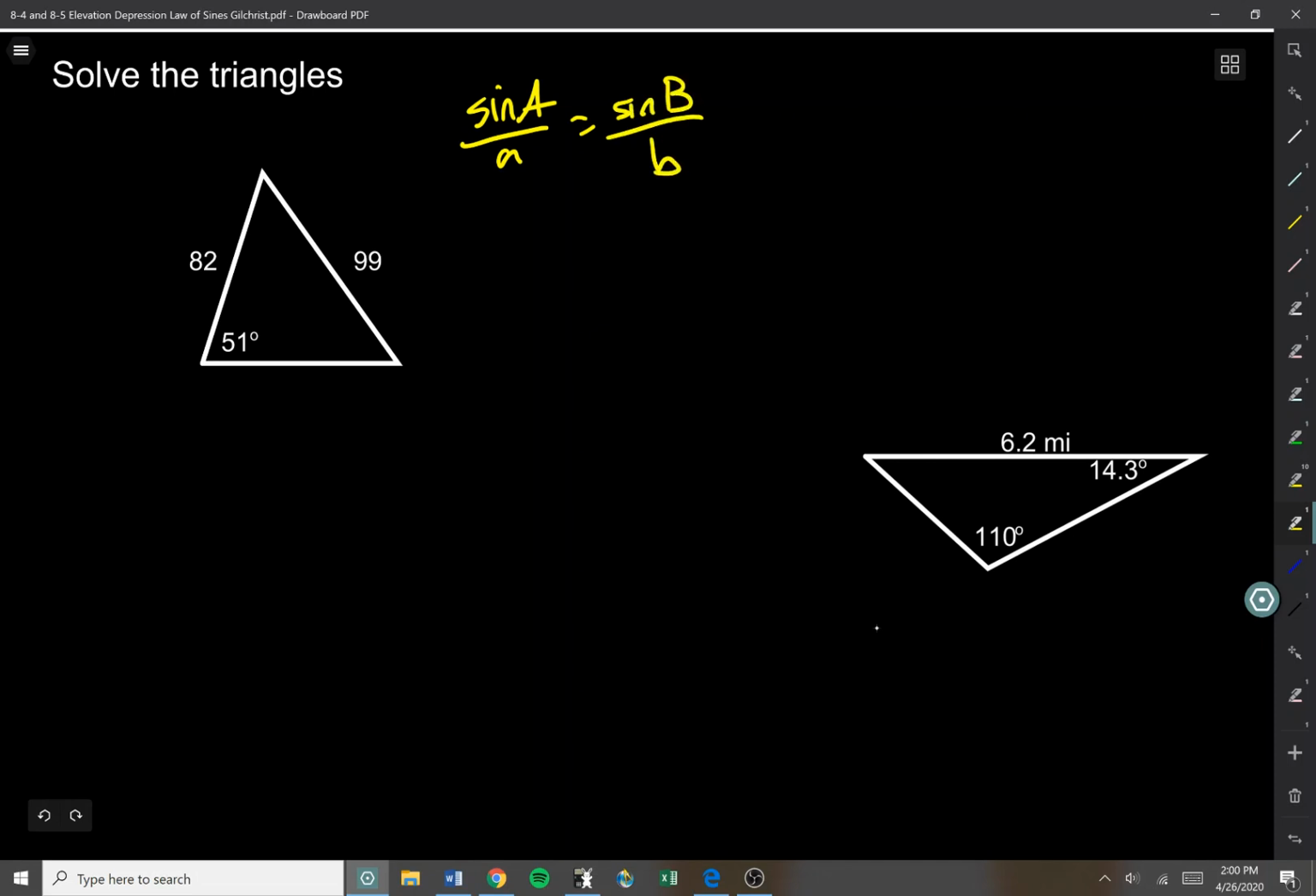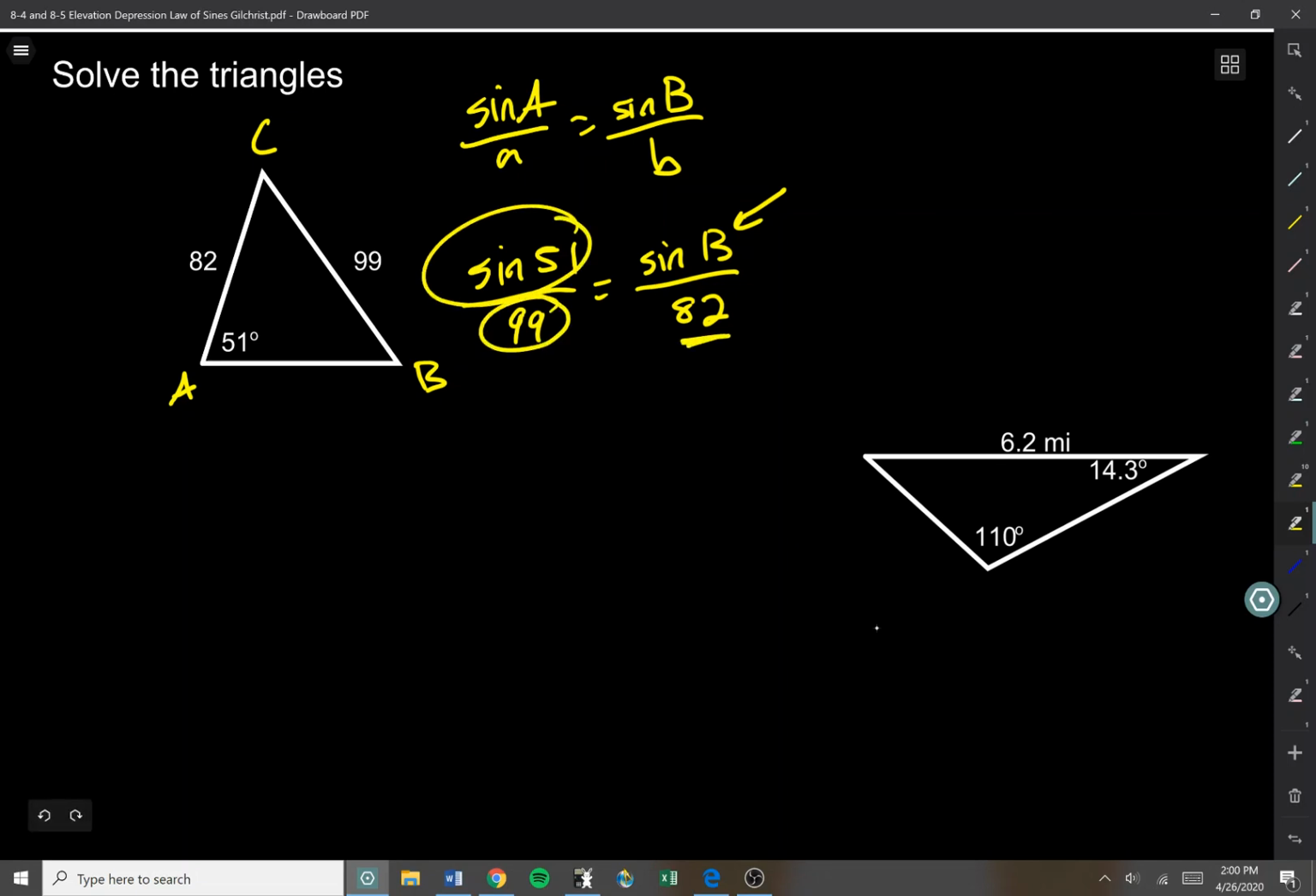Again, I don't really care what's A and B. I'm just going to match up angle side pairs. So I'm going to do the sine of 51 over 99 equals the sine of B over 82. I'm just going to call this angle B. I'm going to solve for this B. Well, it's going to end up being this times this divided by this.